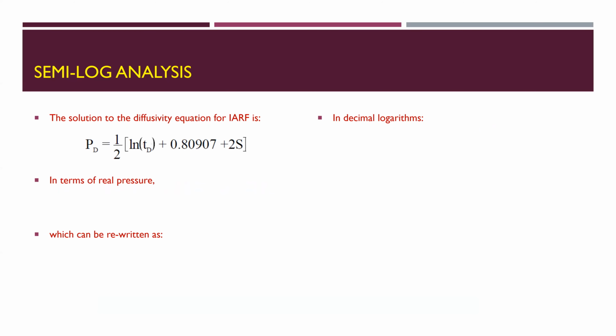Back to the equation. This is the same equation that I told you before, the final form as a solution for the diffusivity equation if we consider the dimensionless parameters. Skin is considered in the equation as well. So, the solution of the diffusivity equation for infinite acting radial flow in dimensionless form is like that. We can also write it, but considering decimal logarithm instead of natural logarithm. It will be in this shape.